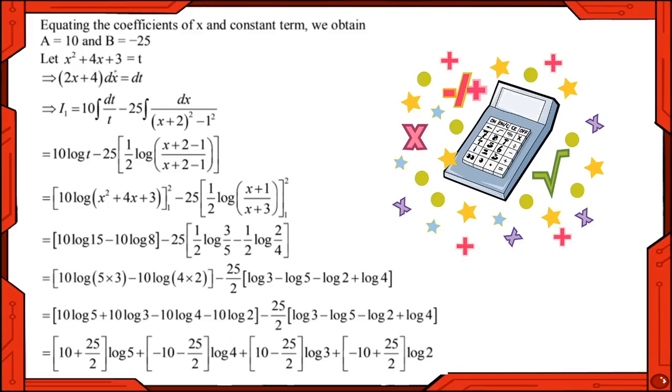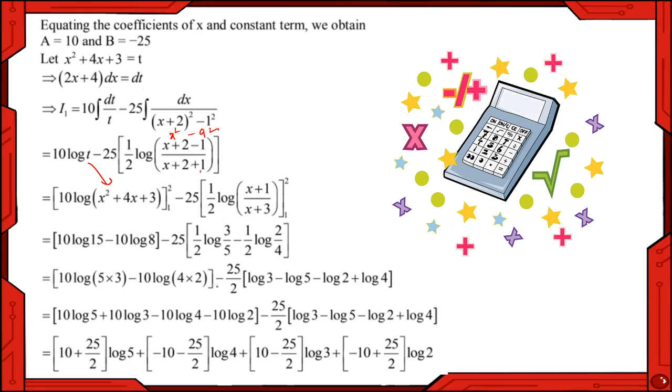Now this term, let's assume it as t. So (2x plus 4) dx will be equal to dt. Apply it here. Now this is the identity of x square minus a square, a special type of function: 1 by 2a log (x minus a) upon (x plus a). Now put the value of t, that was x square plus 4x plus 3, and we'll apply the limits. And here 25 half log (x plus 1) upon (x plus 3).